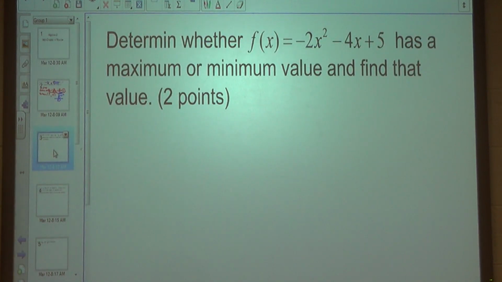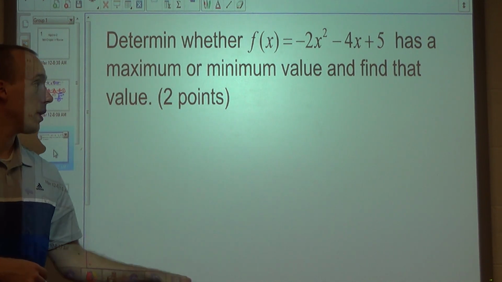Alright. Next question. Determine whether f of x equals negative 2x squared minus 4x plus 5 has a maximum or a minimum value, and then find that value. So you have to determine, is it a max or is it a min? You would know that strictly just looking at it. You should be able to know if you draw out what shape it would be. It's either smiling or frowning. You would know if it's a maximum or minimum, and then we can find that max or min.